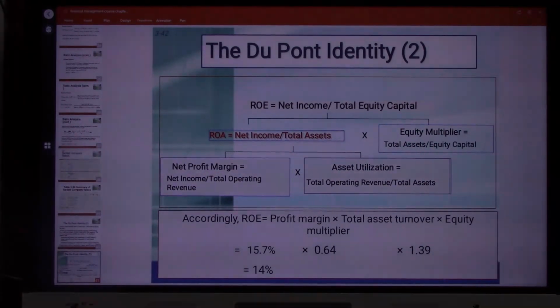By substituting in each sub-dimension, profit margin is 15.7, total asset turnover is 0.64, multiplied by the equity multiplier, which is 1.39. In this case, it will equal 14%. It's the same result as the previous short form, but by extending the return on equity into its sub-dimensions, this will increase our understanding regarding the profitability and what are the main reasons behind increasing or decreasing return on equity.